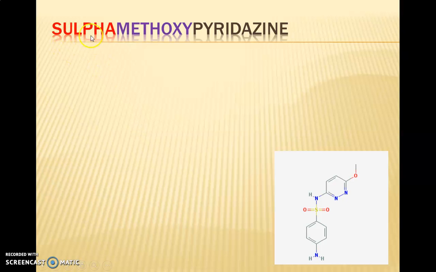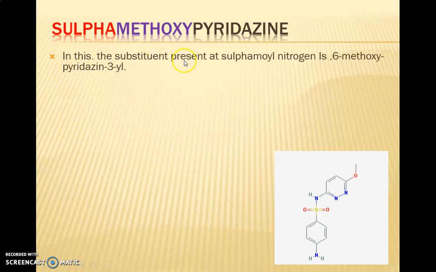Next drug, that is SULPHAMETHOXYPYRIDAZINE. If you see the structure, it's an N1 substituted sulfonamide which has a pyridazine ring on the N1, and which has a methoxy group. That's why SULPHAMETHOXYPYRIDAZINE. Methoxypyridazine is a substituent on this N1. That's why the name is sulphamethoxypyridazine. Next, the substituent present is sulfomoyl nitrogen 6-methoxypyridazine 3-yle.